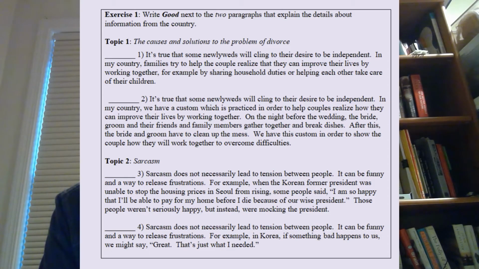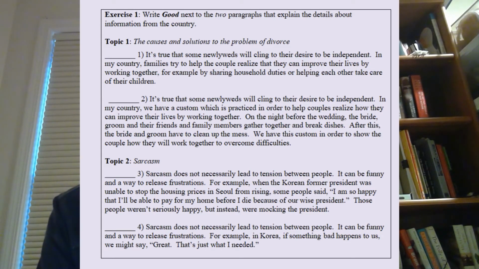Here's paragraph 1, sample 1. It's true that some newlyweds will cling to their desire to be independent. In my country, families try to help the couple realize that they can improve their lives by working together, for example, by sharing household duties or helping each other take care of their children.